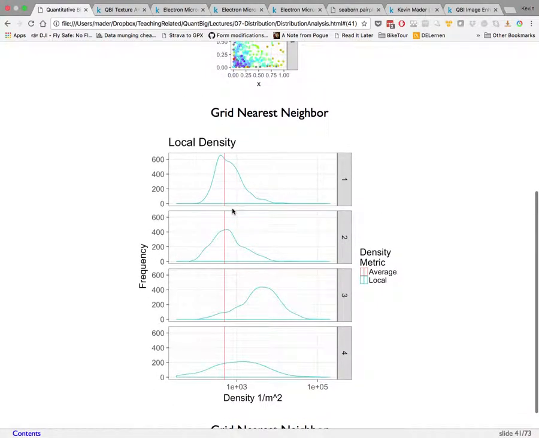You can then start to look at how these distributions change. And so we see that the average for all of these is the same, so it's always 500 per meter squared. But the different distributions have very different curves for what the local density is. And as we see as well, the mean of this local density is not the same as the mean density.